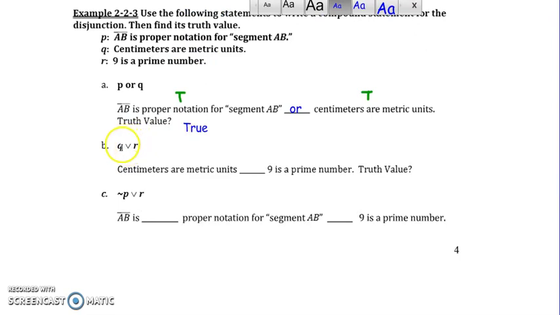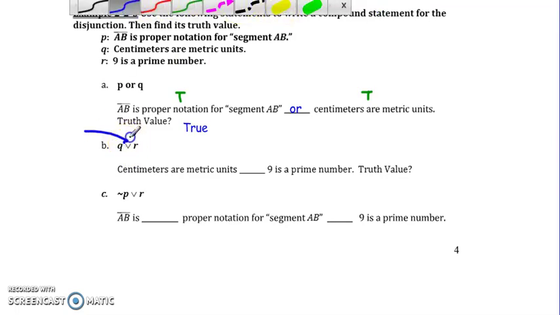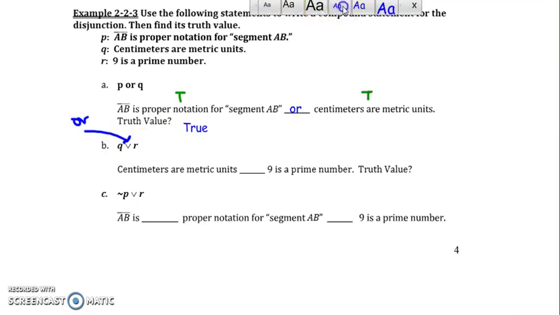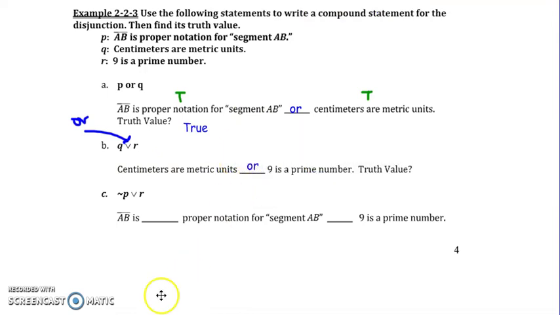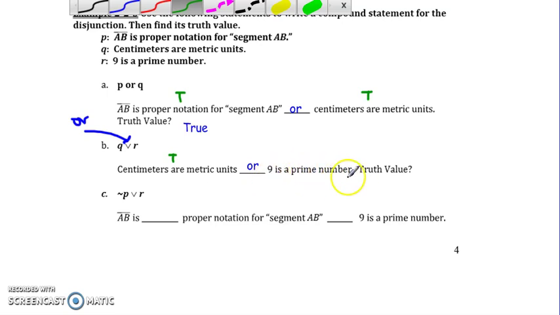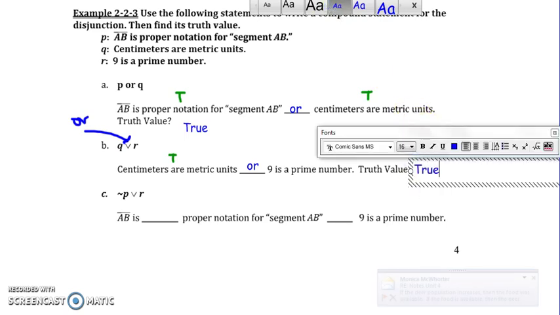So notice that this has flipped upright, so this means "or". This symbol right here means "or". So Q or R. What that's going to look like is centimeters are metric units, or 9 is a prime number. So this one is true because this first part's true. So we know that centimeters are metric units, so it really doesn't matter what this is. We know it's got to be true because the hypothesis is true. So it doesn't matter with the "or".